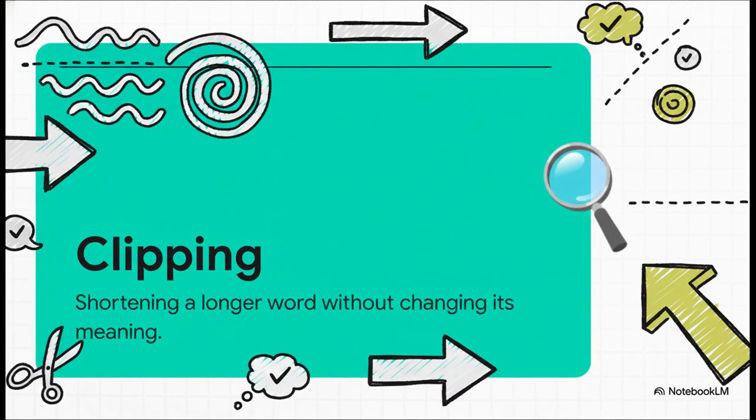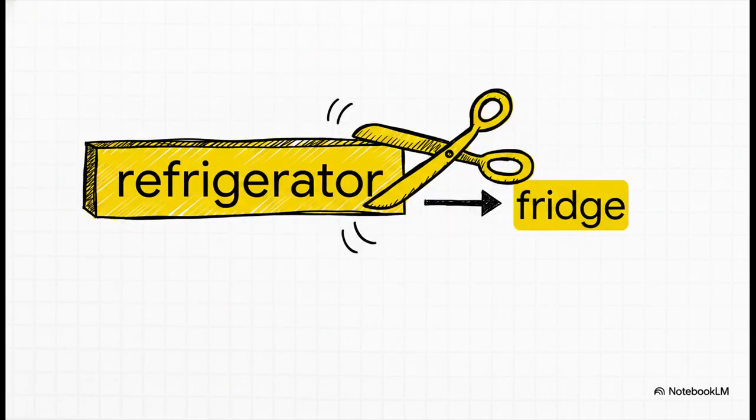And then, of course, there's clipping. We humans love a good shortcut, and clipping is just our tendency to chop down longer words to make them easier to say. I mean, who has time to say refrigerator when you can just say fridge? Same for advertisement becoming ad, or influenza becoming flu. It's language at its most practical.